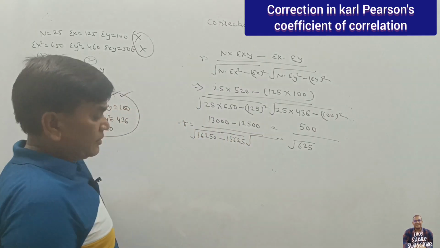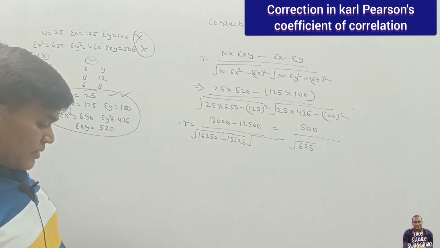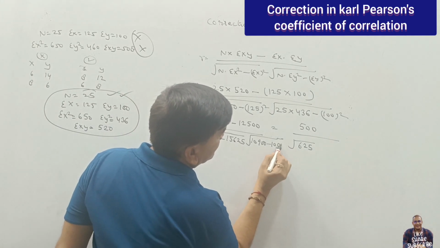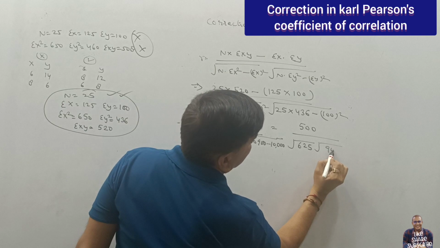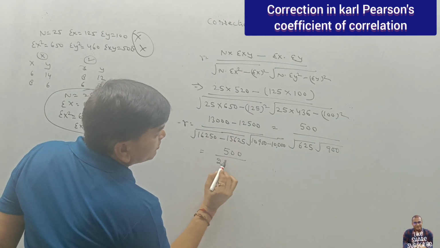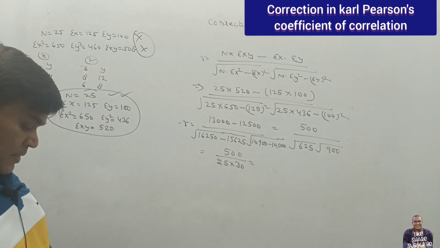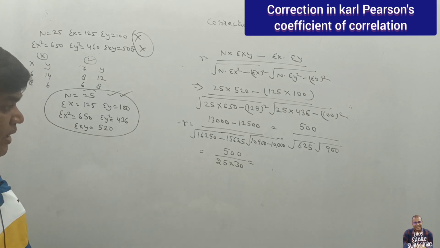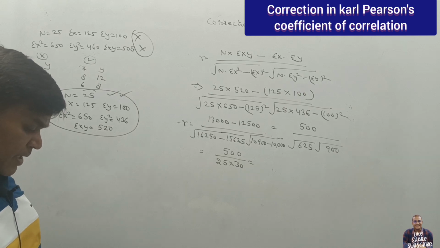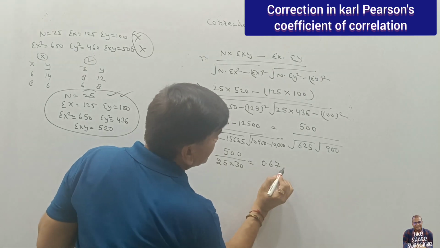In the second square root, 25 multiplied by 436, the value is 10,900, minus 10,000. So there will be 900. So here 500 divided by 25 multiplied by 30. 625 under root is 25. Okay, so 500 divided by 25 divided by 30. So the result will be 0.67. So the corrected correlation is 0.67.